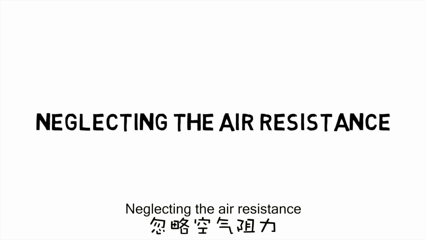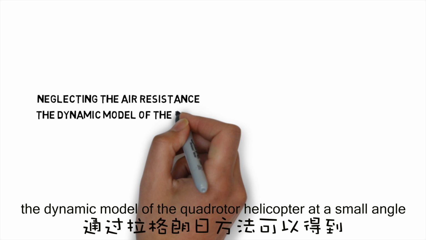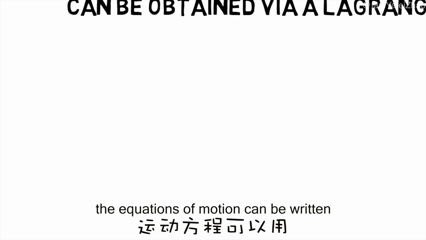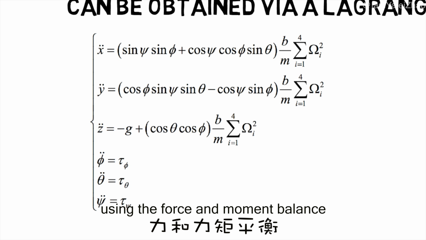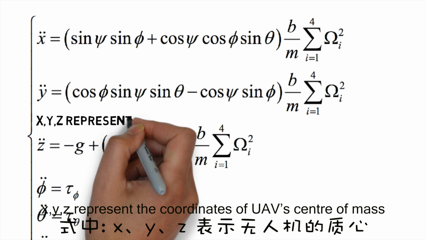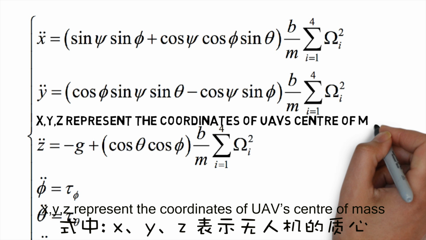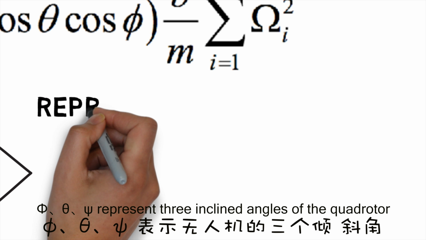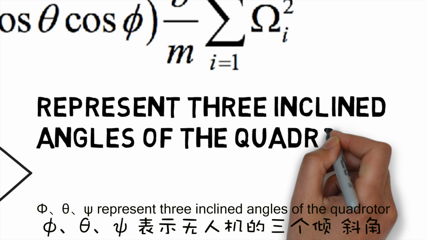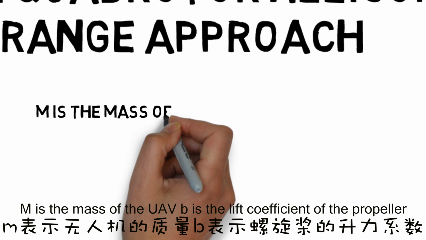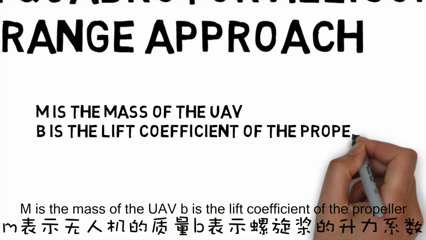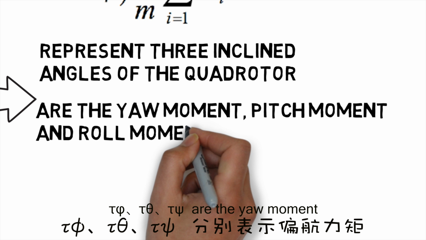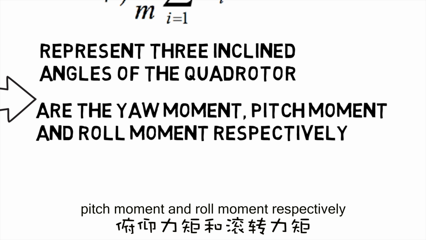Neglecting the air resistance, the dynamic model of the quad-rotor helicopter at a small angle can be obtained via a Lagrange approach. The equations of motion can be written using the force and moment balance. X, Y, Z represent the coordinates of the UAV's center of mass in the initial coordinate system. Phi, theta, psi represent 3 inclined angles of the quad-rotor. M is the mass of the UAV, b is the lift coefficient of the propeller. Tau phi, tau theta, tau psi are the roll moment, pitch moment, and yaw moment.